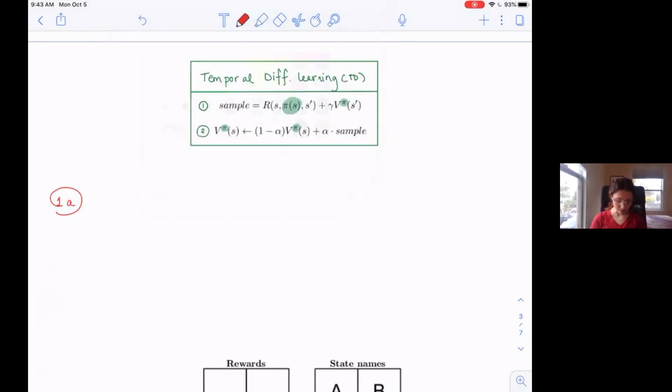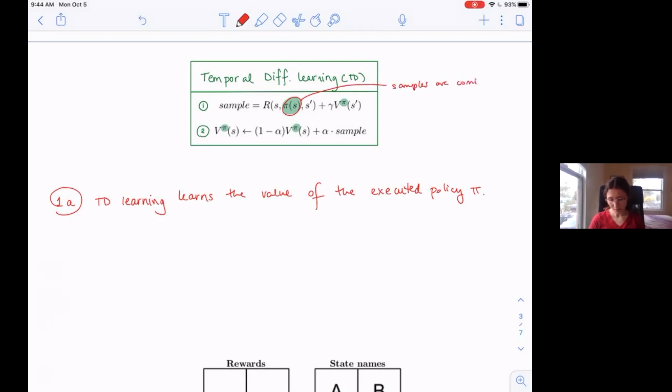And so here, let's just write this out. TD learning learns the value of the executed policy pi. And that's again here because we're getting samples from pi, and we're also updating the value of that policy pi.